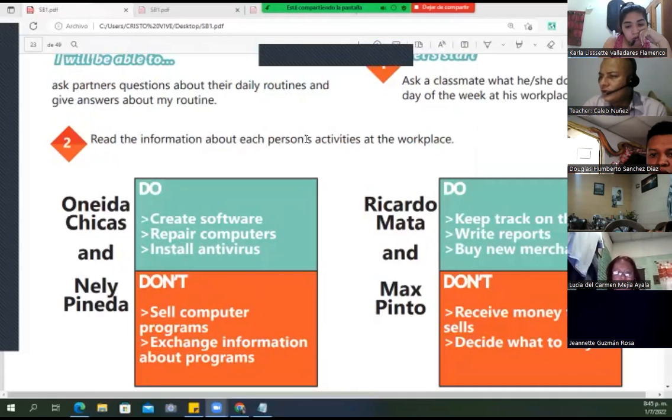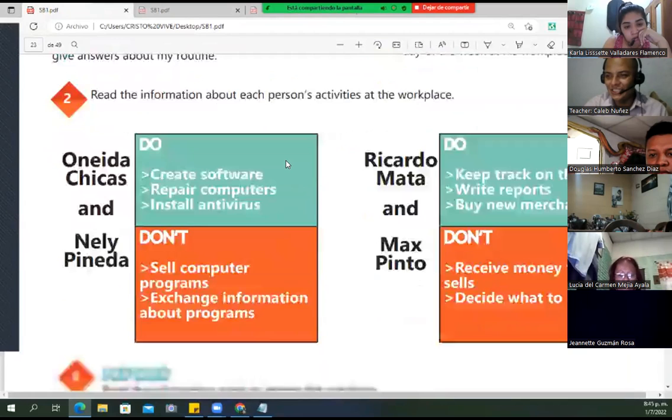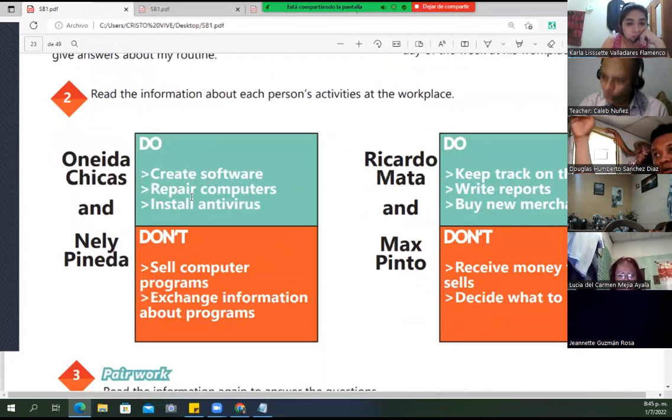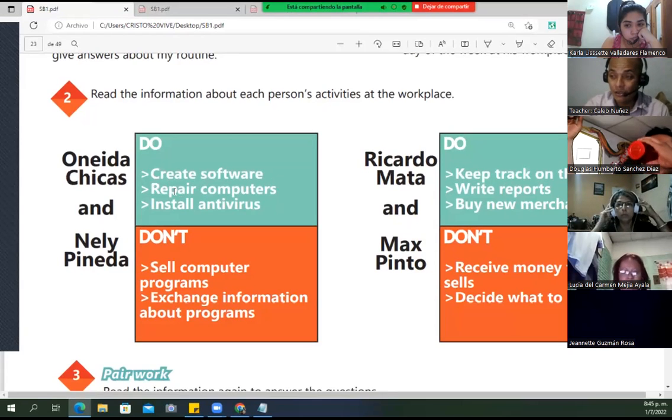Okay, so information. It says read the information about each person's activities. So here we have Oneida Chicas and we have Nelly Pineda. What activities do they do? They create software. Repeat. They create software. Software. They repair computers.